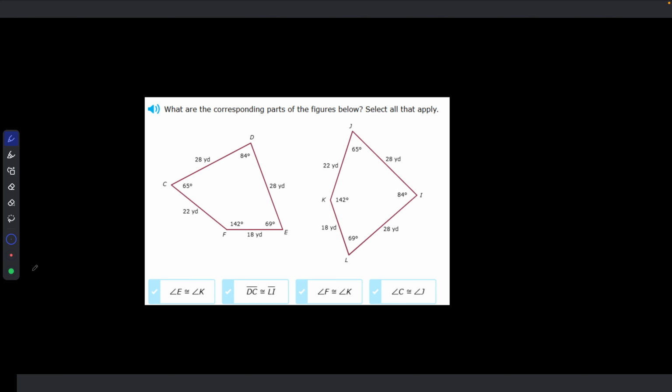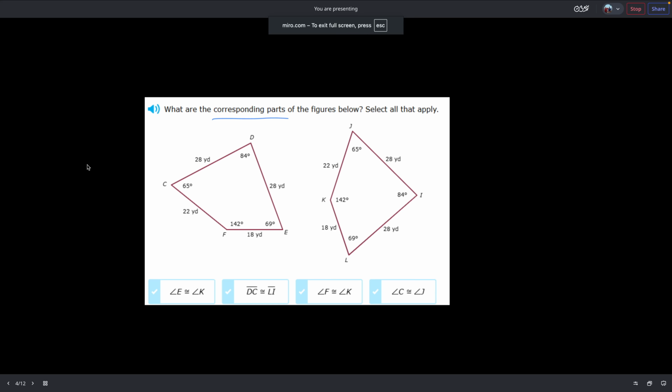Okay, so it says, what are the corresponding parts of the figures below? Select all that apply. So let's look at the corners first, the angles first. I see 65 degrees here, and I see 65 degrees here. So that means that C has to correspond or match up with J.